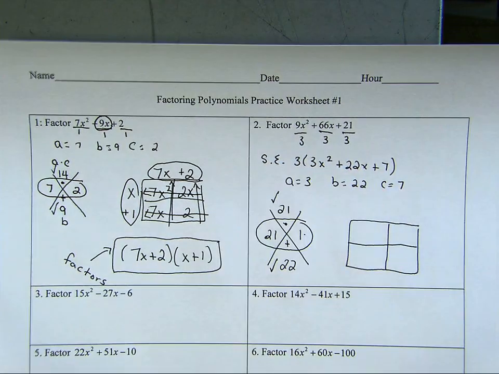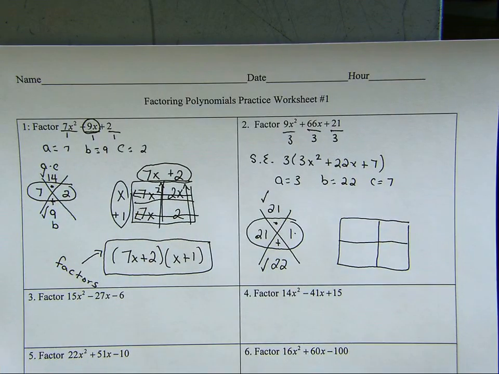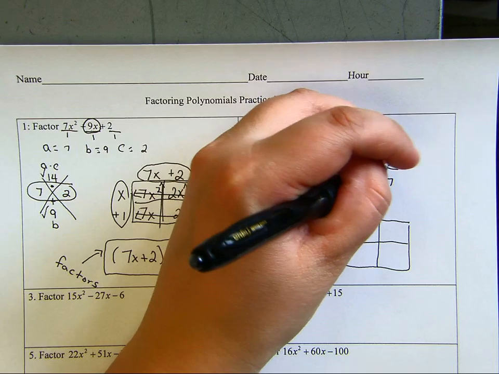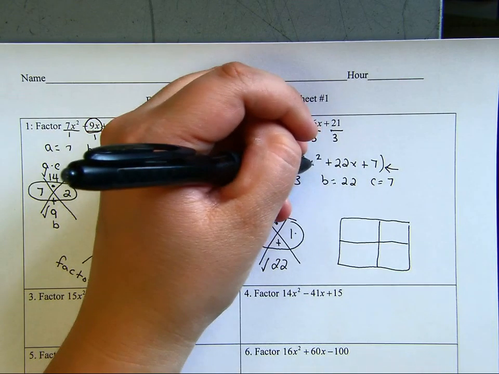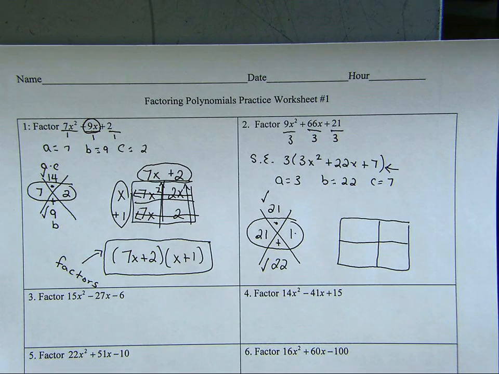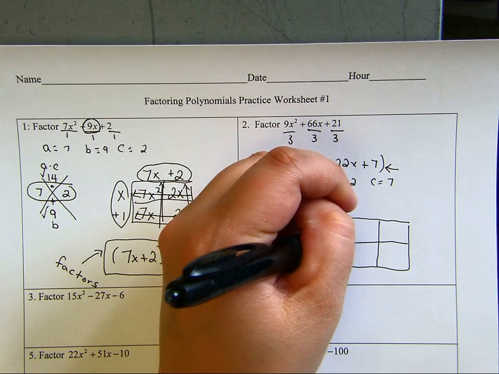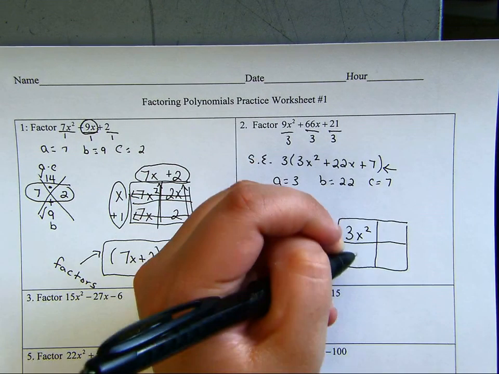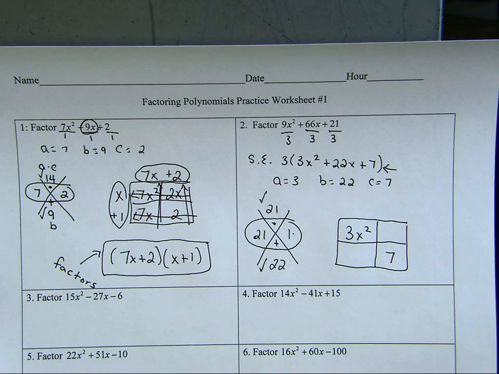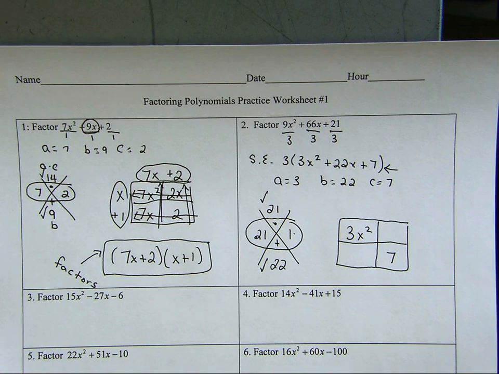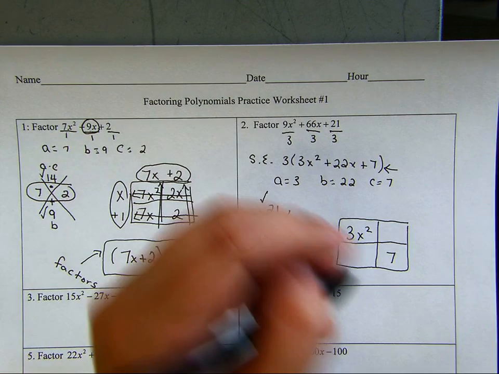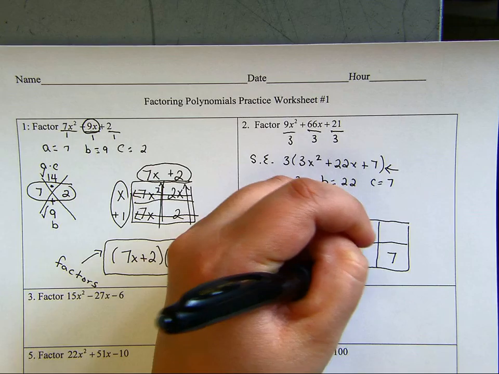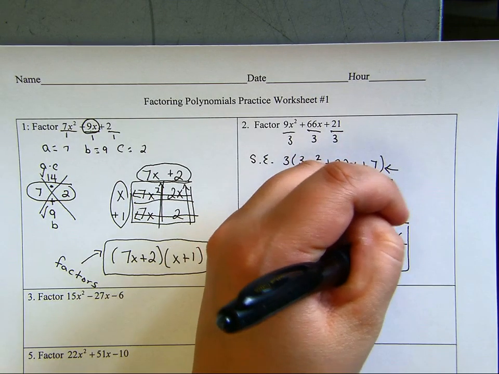Now a common mistake when making the box. You need to look at your new problem. Your new A, your new B, and your new C. That is what should go in the box. So your new first term is 3x squared. Your new last term is 7. Now how do we separate the 22x? We do that by the magic numbers, 21x and 1x.